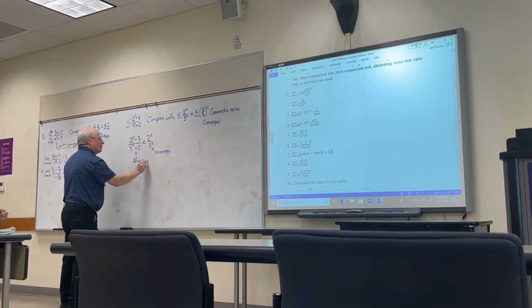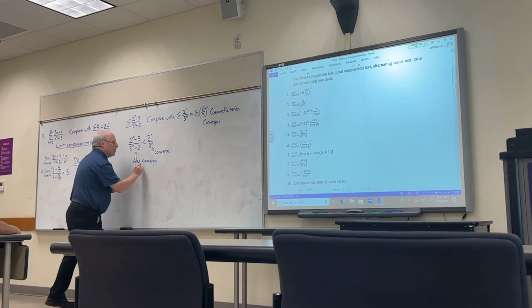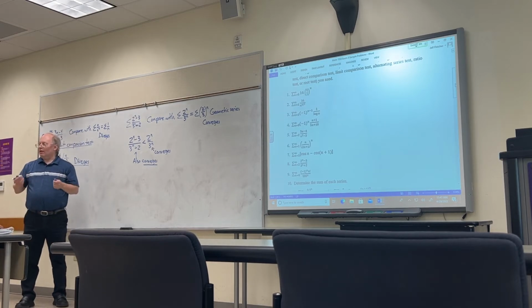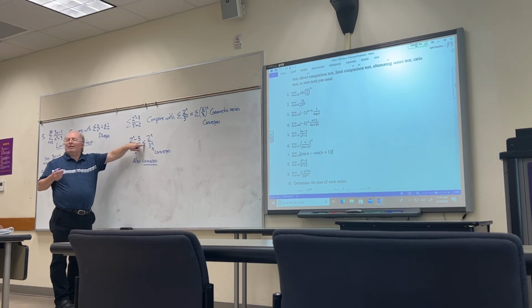Yeah, that the smaller series also converges. Why? With the direct comparison test, if the larger series converges, then the smaller series also converges. And if the smaller series diverges, then the larger series also diverges. But if this went the other way, if the smaller series converges, does that tell us anything? No, that wouldn't tell us anything. Or if the larger series diverges, would that tell us anything?